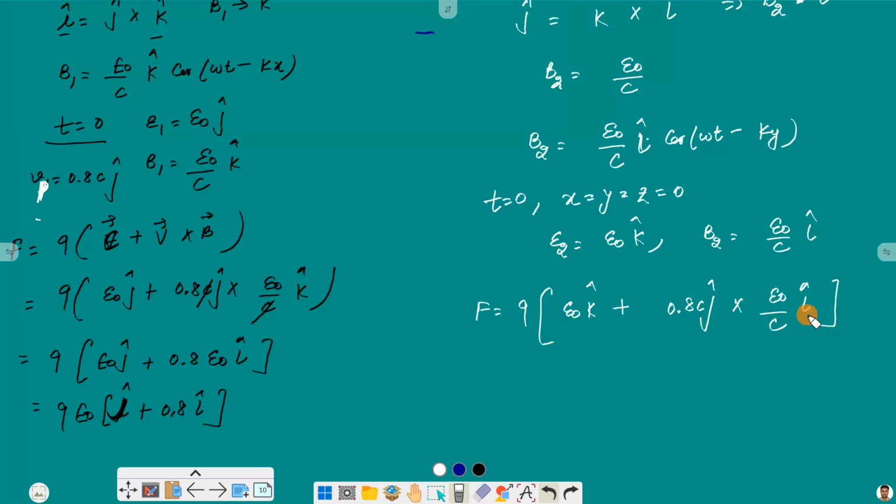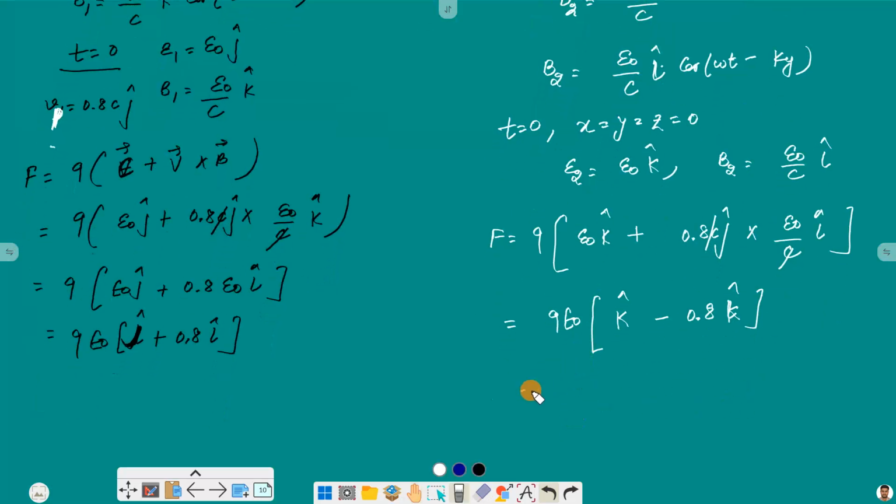So j cross I here will be along minus k. Let us take q E node common, and this will be k, and this will give us negative 0.8. C gets cancelled, negative 0.8 k, and this will give us q E node with 0.2 k. So this was the force due to the second field, suppose that is F2, and the force due to the first field is F1.